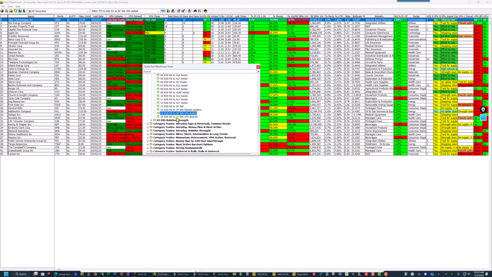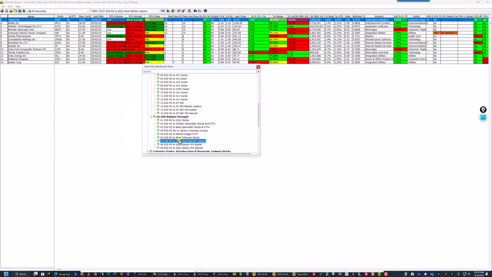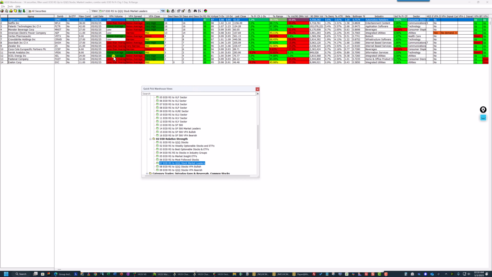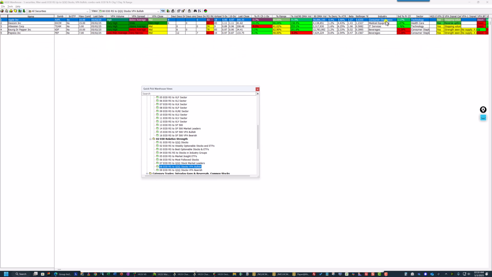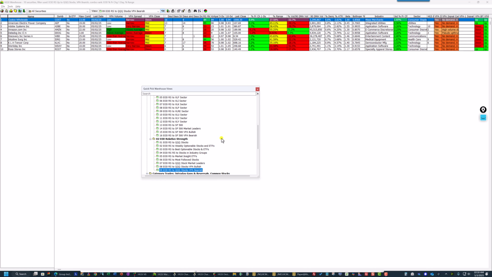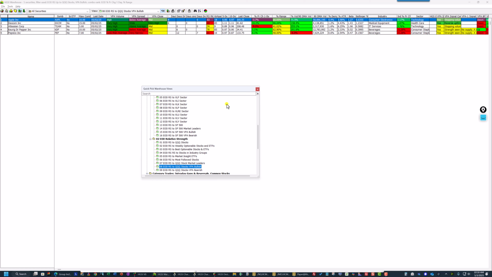I did the same thing with the QQQs. Stock market leaders. These are all QQQ stocks. You can see there's only 14 of them. And these are ones having bullish VPA signals, and these are having bearish VPA signals. Once again, you don't want to fight the direction of the market. Look at the days since a crossover on here.